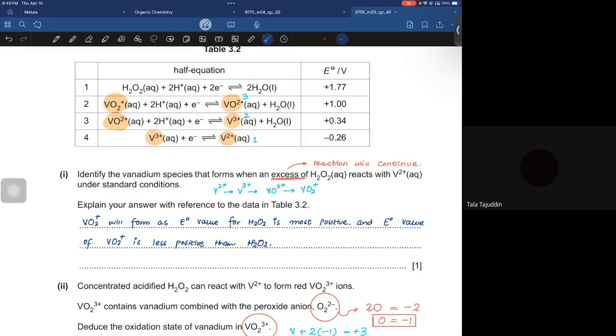Like if you remember in organic chemistry, when you oxidize a primary alcohol, it is oxidized into an aldehyde first, and continuing the reaction, it is further oxidized into a carboxylic acid. It's a continuous reaction, for example when you have an excess and heat under reflux. The same goes here. They are saying we have excess hydrogen peroxide, so of course the reaction would continue and it would be oxidizing multiple times under standard conditions. Explain your answer with reference to the data in table 3.2.